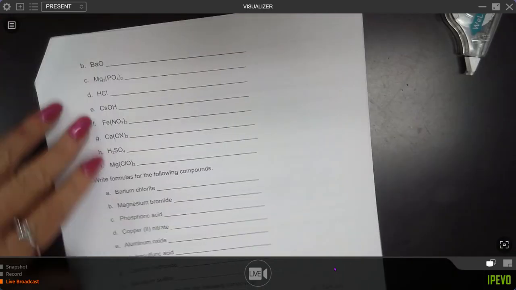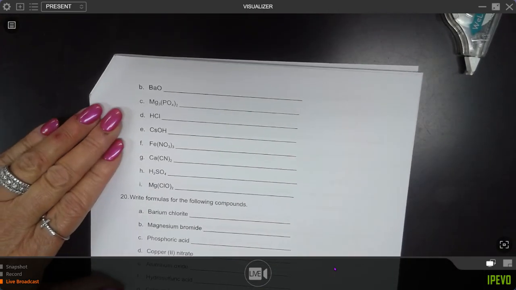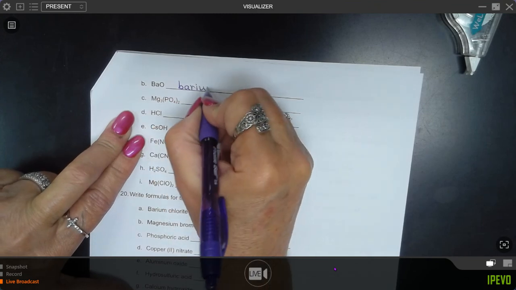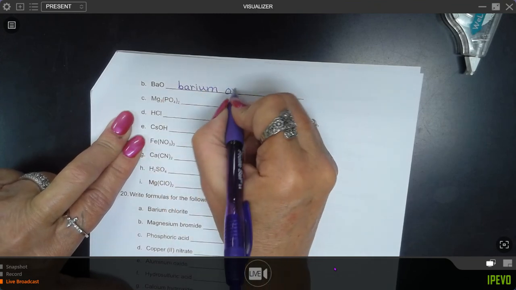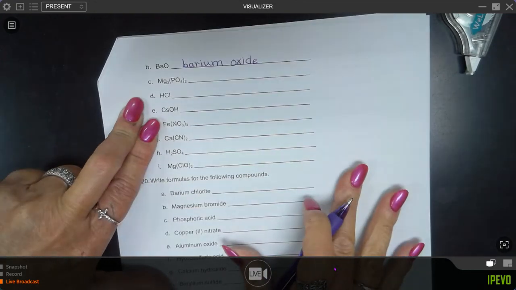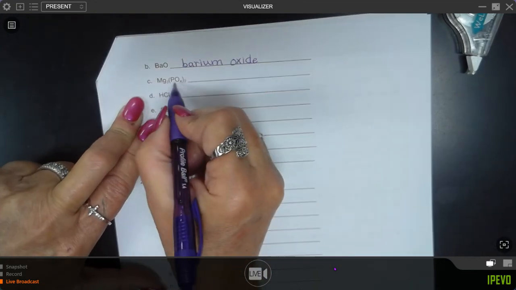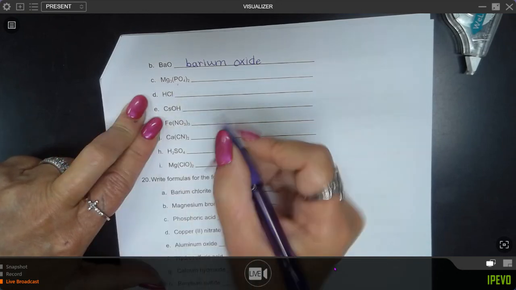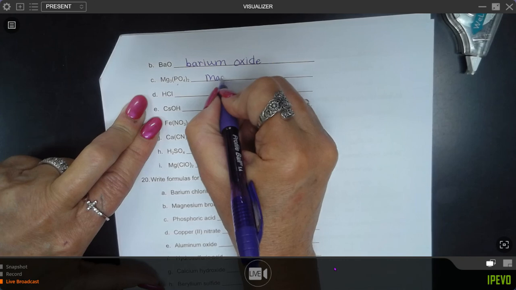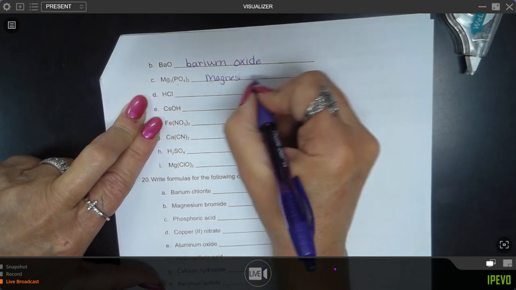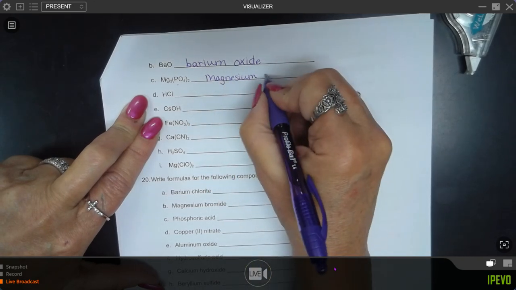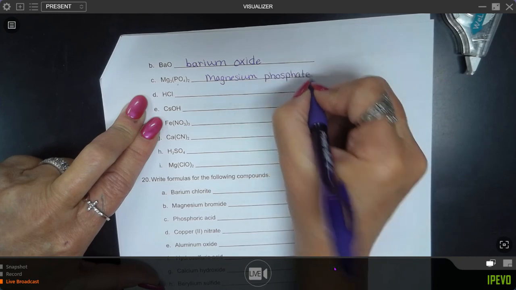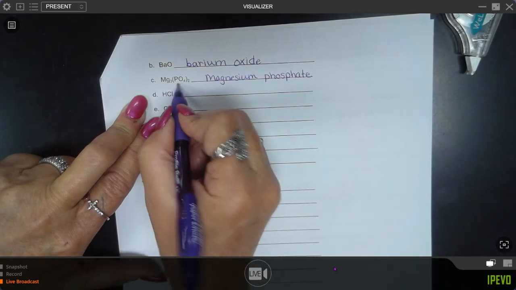We flip over to page 5. Barium. Oxygen, so it's just barium oxide. Here, notice we have PO4. We should recognize that as a polyatomic ion. Okay, so magnesium phosphate, all right, because PO4 is phosphate.